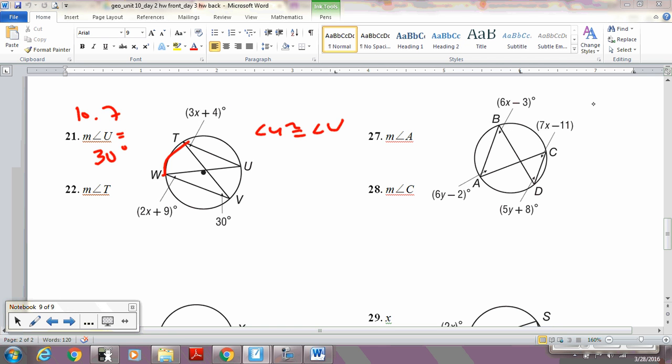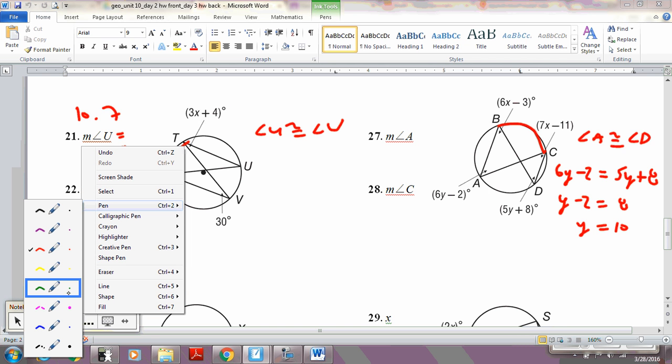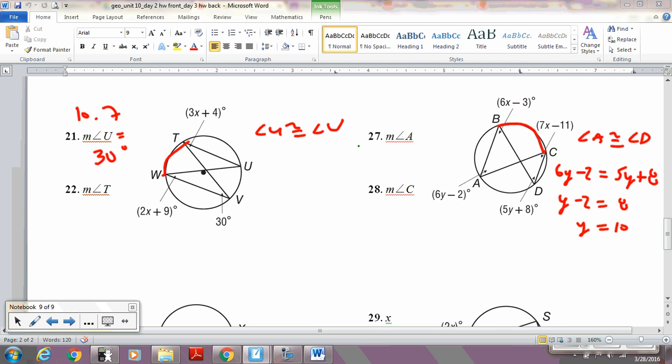On 27, we're going to use the same theorem, 10.7, and we're looking for angle A. So angle A is going to be congruent to angle D because both of them intersect arc BC. So since they're equal, we can say 6y minus 2 is equal to 5y plus 8. Subtract 5y would give you y minus 2 equals 8. Add 2 would give you y equals 10. And since we know that y is equal to 10 and we're looking for A, we're going to substitute back into the problem. So it would be 6 times 10 minus 2, which is 58 degrees.